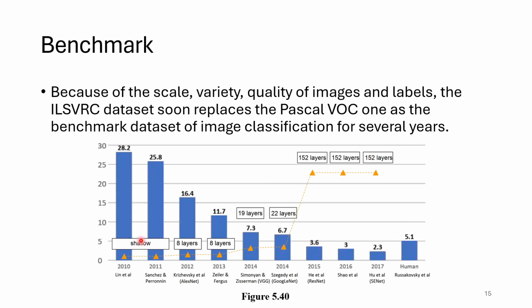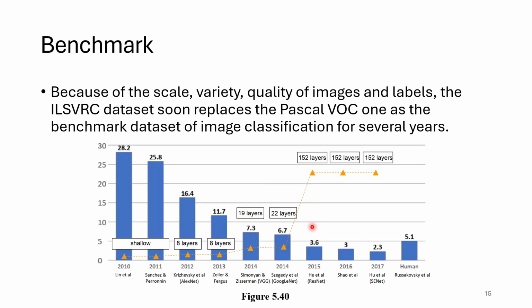So now let me see, there is a label. It's shallow and 8 layer, 19, 22, 150. So what's that? If it means shallow, it means it has not used deep learning. And when they started to use deep learning, one key factor is the depth of the network. In the beginning of deep learning for image classification, there were only 8 layers. And then it increased to 19, 22, and increased to 150.